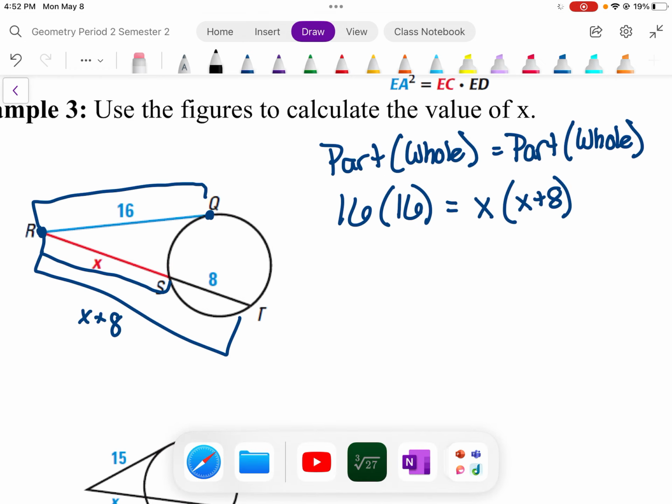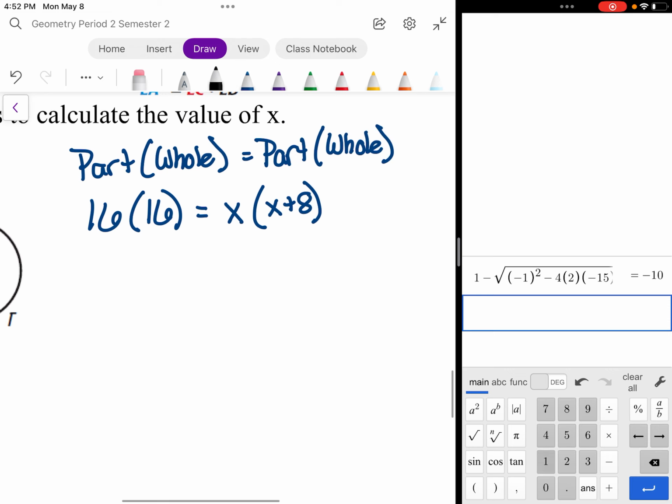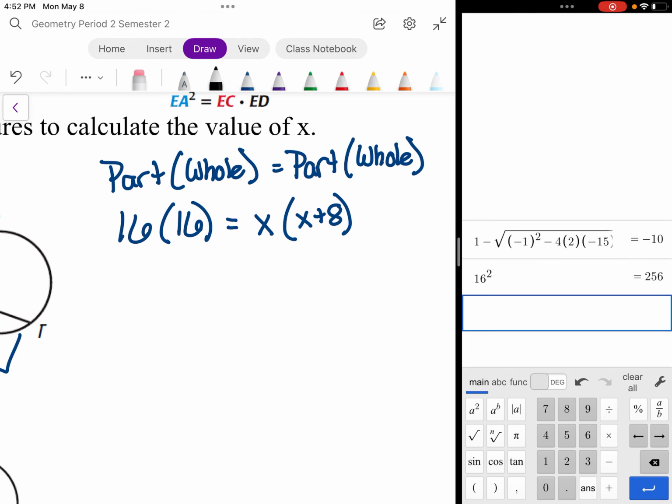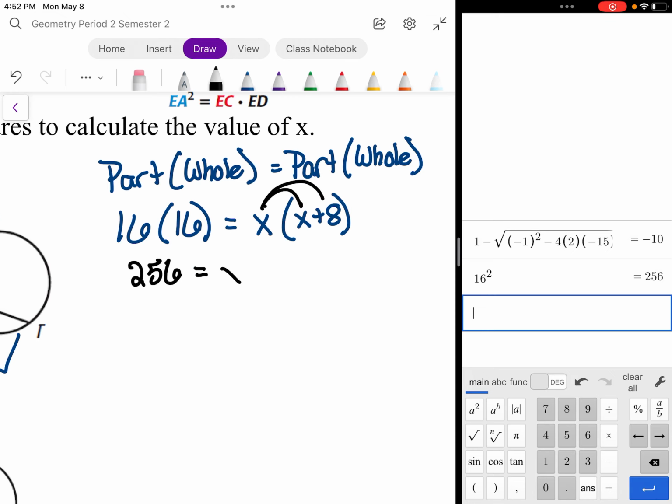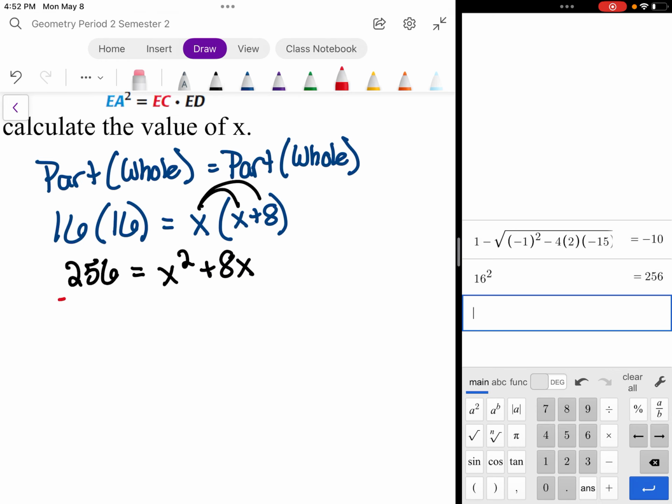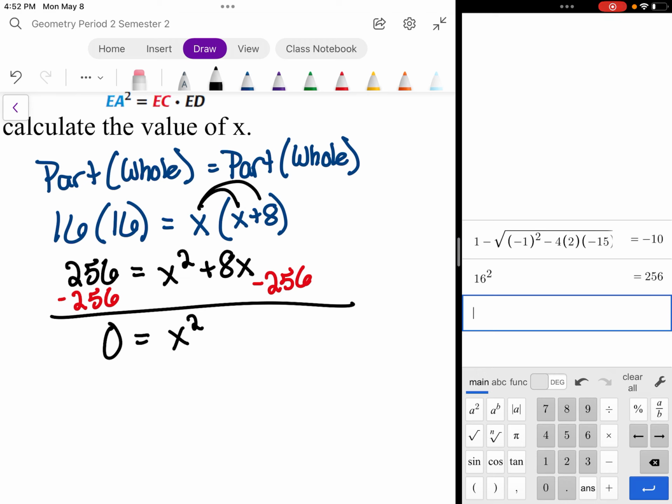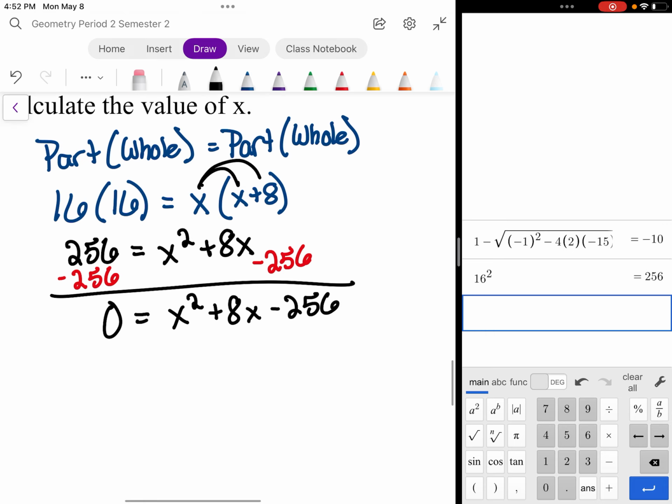So again, we're going to go ahead and solve. I'm going to pull up my calculator really quick. So 16 times 16, or 16 squared, is 256. Equals, and then we have to distribute. So we're going to have x squared plus 8x. Because the x squared is not going to disappear, we're going to get everything to the same side of the equal sign. So we have 0 equals x squared plus 8x minus 256.